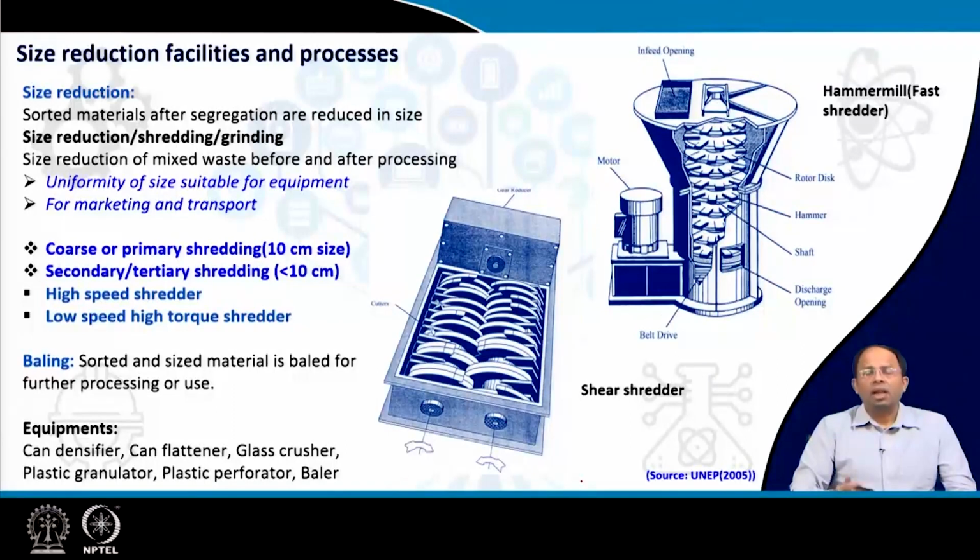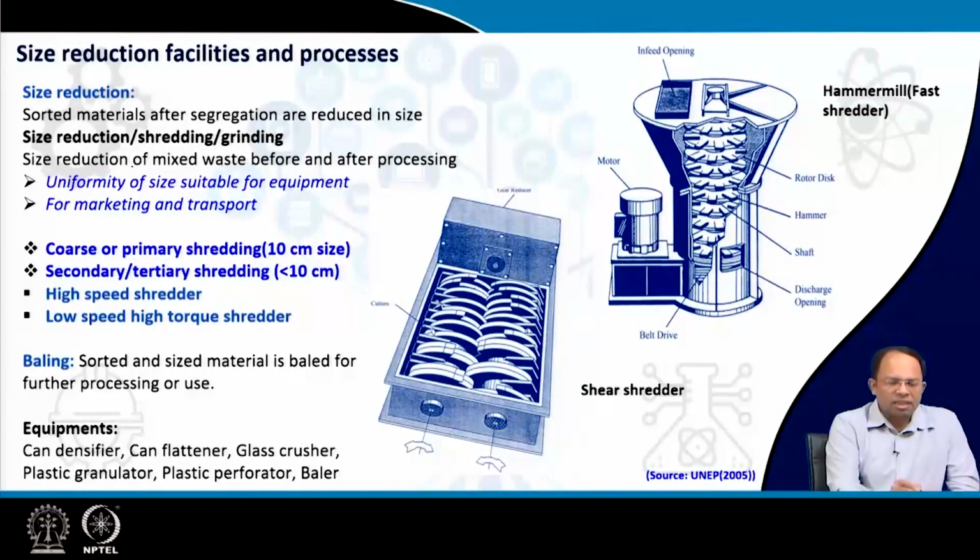Then finally, once the basic separation is done, before we send it to the processing plants or to the different recycling plants, we have to reduce the size. Why? Because transporting large size items is inefficient and we require larger volume. So instead, if I can shred it into smaller pieces, then they could be packed tightly and we can reduce the transportation cost. So size reduction is done, and it is done via shredding or grinding.